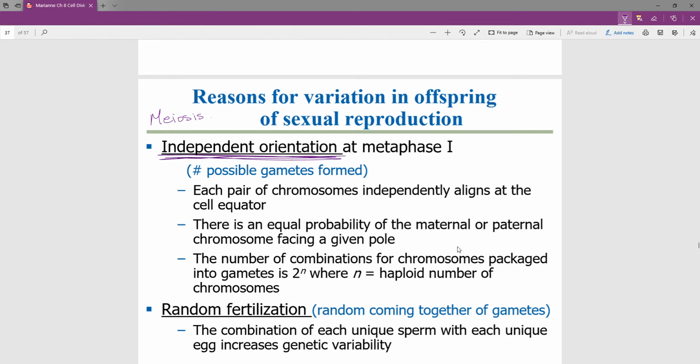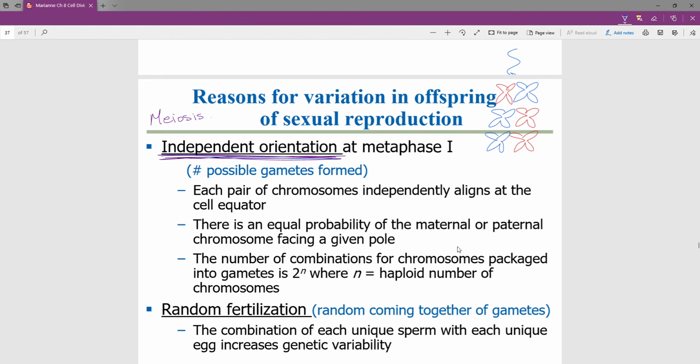So you might have, I'll switch colors on this one, a maternal and a paternal. You might have a paternal and a maternal. And then another maternal on this side and a paternal. So even just with 3 chromosomes, they could line up differently, right? Because this is how they're going to separate to make the 2 new gametes. And so that's what we're talking about, independent orientation at metaphase 1.